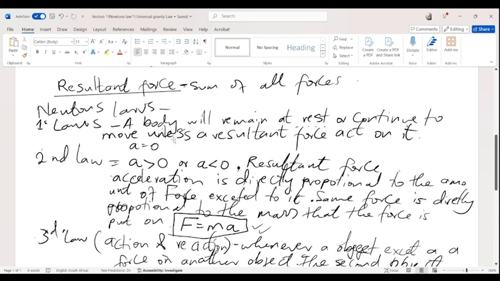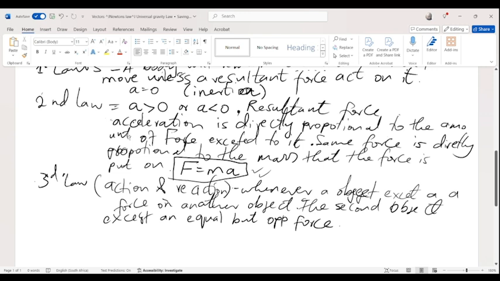Okay, let's do a recap. Newton's first law talks about a body remaining at rest or continuing to move. This is also called inertia. Newton's first law, inertia. Newton's second law, force equals ma. Newton's third law, action reaction.